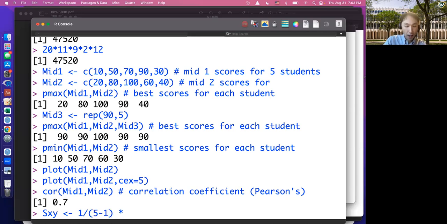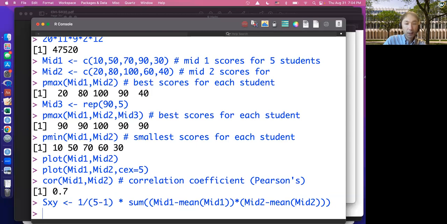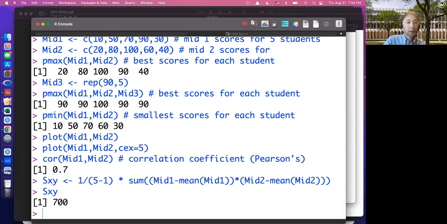So this times the summation of the midterm 1 score minus the mean of the midterm 1 score, times, maybe I have to put it in parentheses, the midterm 2 score minus the mean of the midterm 2 score. Then we get S sub xy. This is 700, maybe.